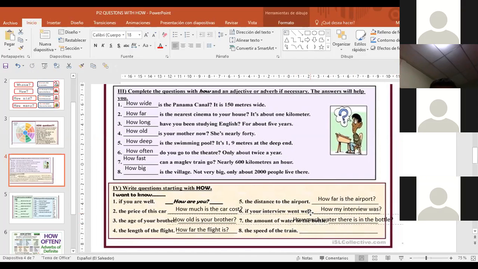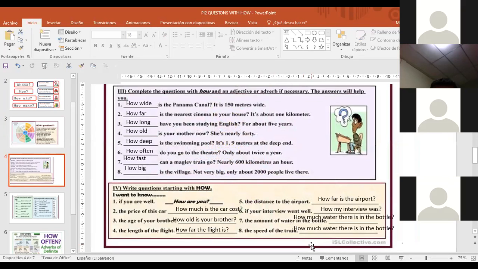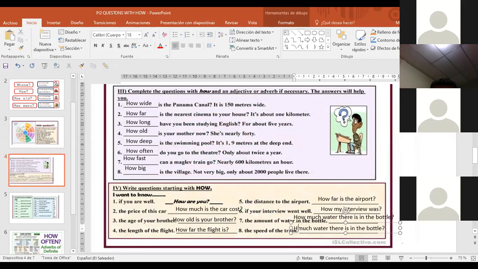How fast? If we go here and we see the chart, we say that how fast is to talk about speed, okay? So how fast is the rain? Okay, very good. So let's repeat.